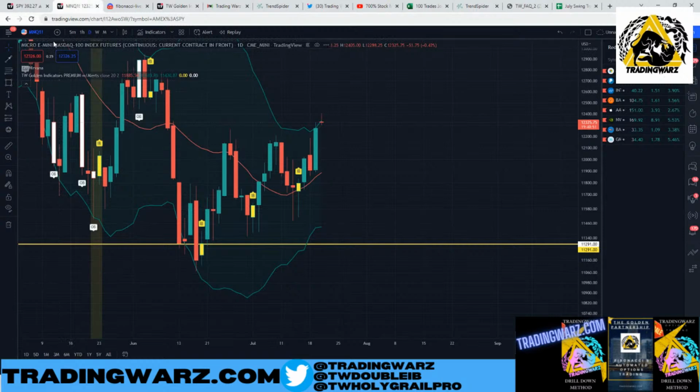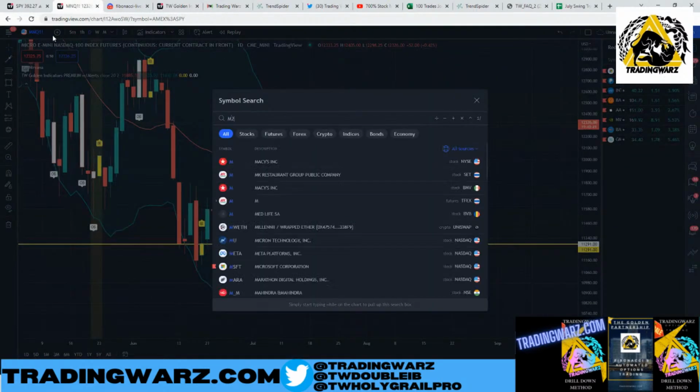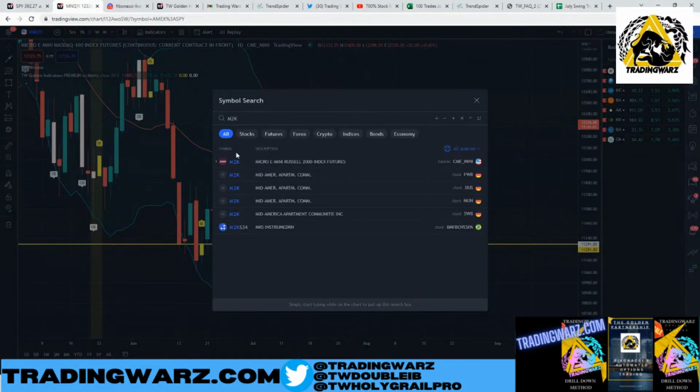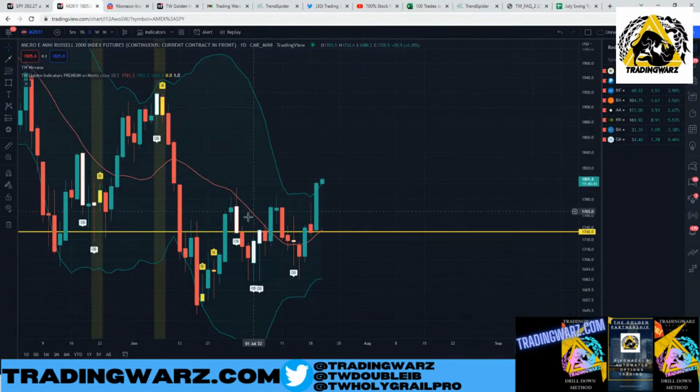Okay. So an example of this is when I also took M2K. This is the Russell. I went short on this yellow line on M2K. So once I went short, I used this outside bar as my entry.